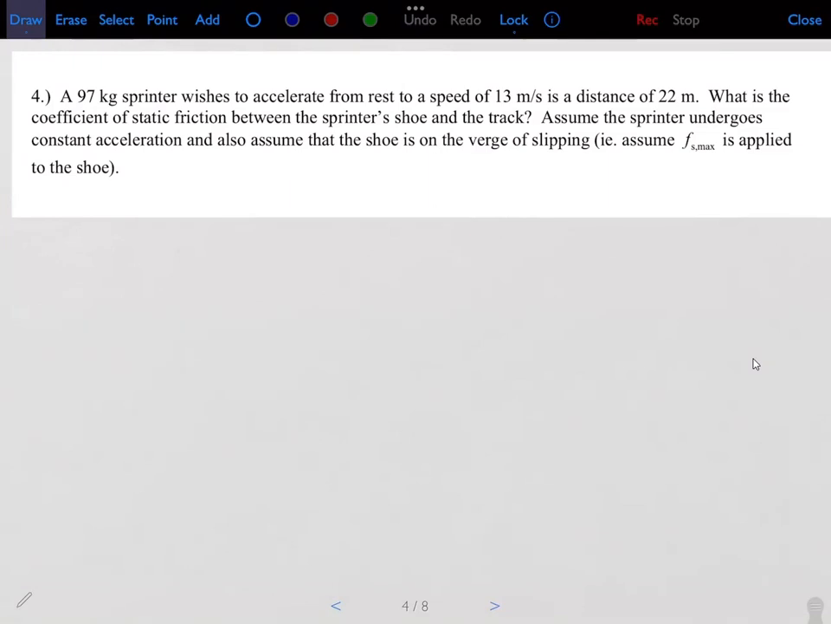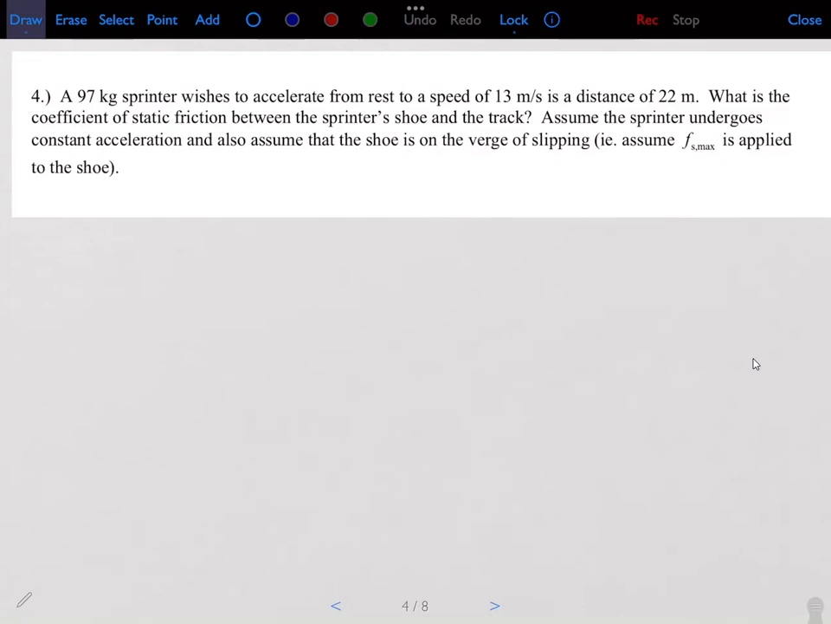So in other words, the static frictional force that's being applied to the shoe is Fs max, right? Because then it's easier, and we can actually calculate μs. If we just said it was Fs, we wouldn't know exactly what the value is, but if it's the maximal static frictional force, then we can solve for μs. Okay, so probably the first thing I want to do is figure out the acceleration of the sprinter in the x direction.